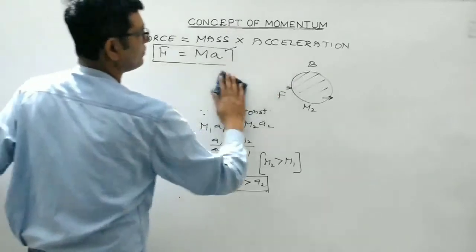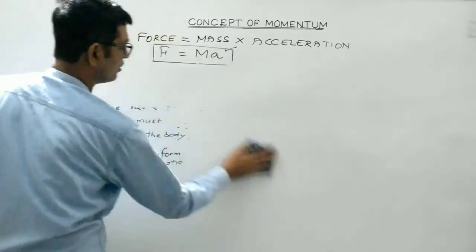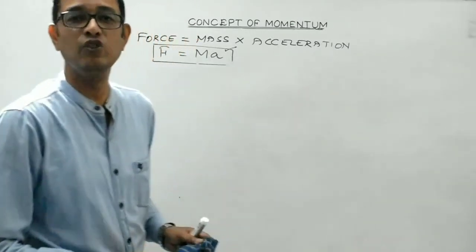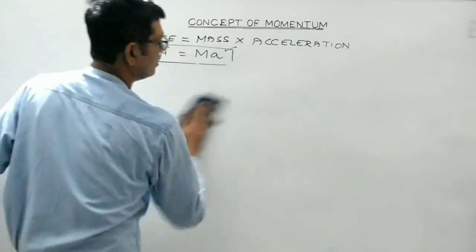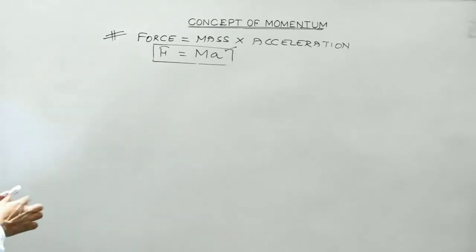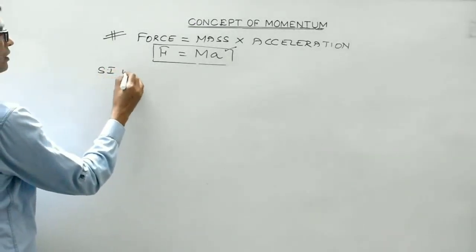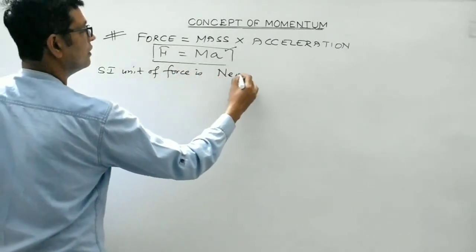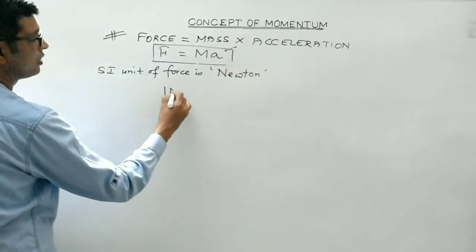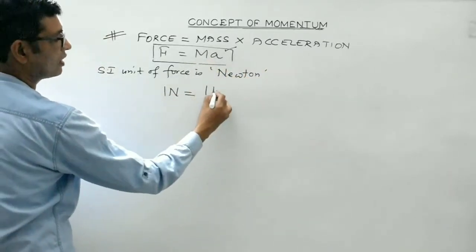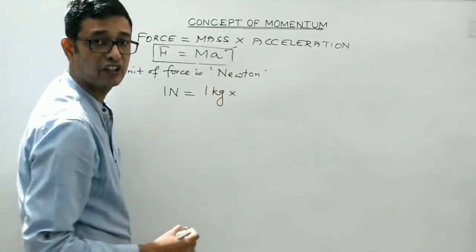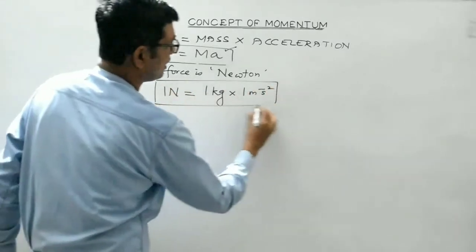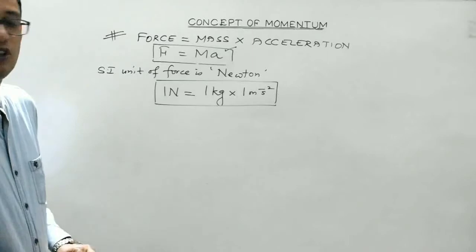The SI unit of force, as you are aware, is the Newton. It is named after the famous scientist Isaac Newton. So the SI unit of force is Newton. Let's try to define Newton. 1 Newton would be equal to mass, whose SI unit is kg, times acceleration, whose SI unit is meter per second square. So 1 Newton is kg meter per second square, right? So how do you define 1 Newton?